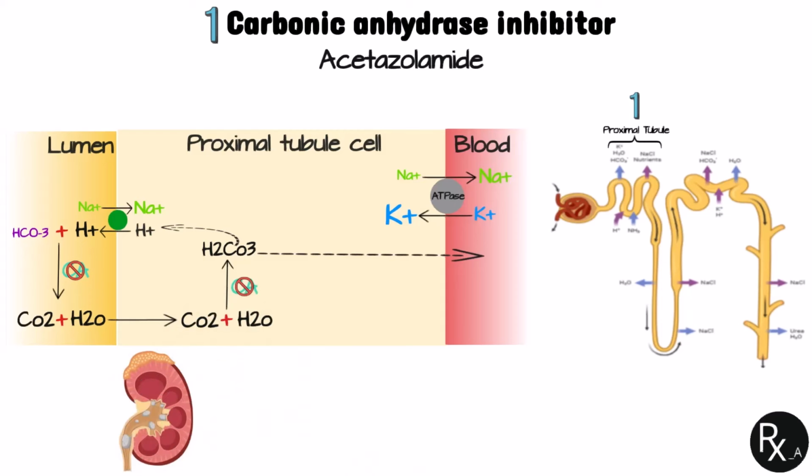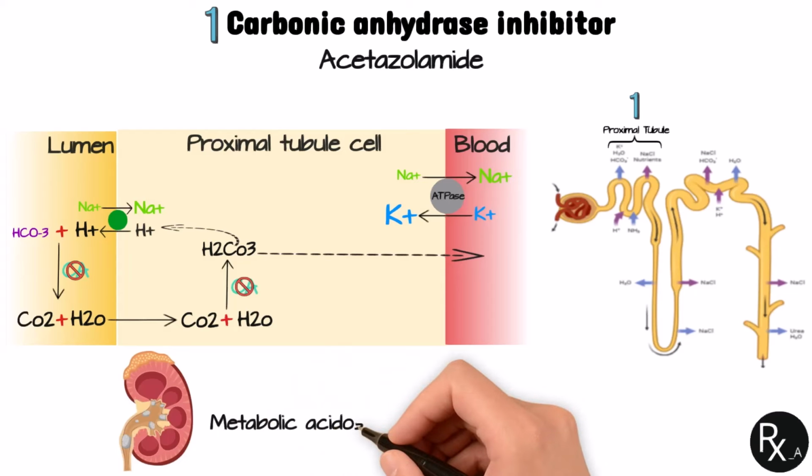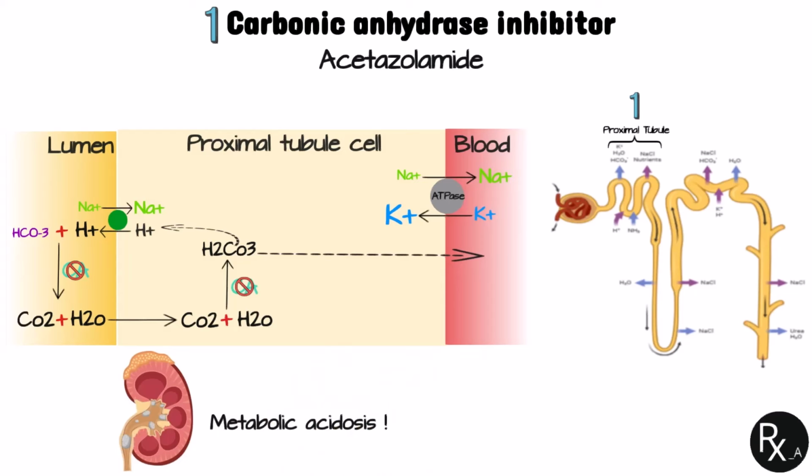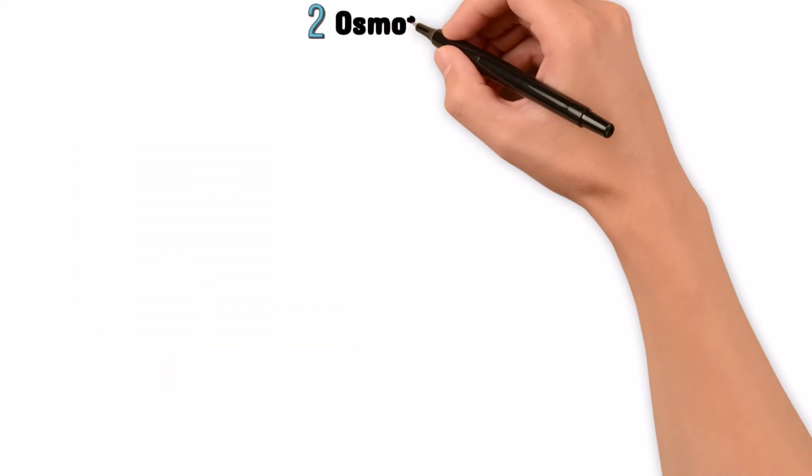Additionally, because bicarbonate plays a significant role in the circulation's acid-base buffering system, its wasting causes an increase in plasma acidity known as metabolic acidosis. The drug should be avoided in patients with hepatic cirrhosis because it could lead to a decreased excretion of ammonium ions. Let's move on to osmotic diuretics.